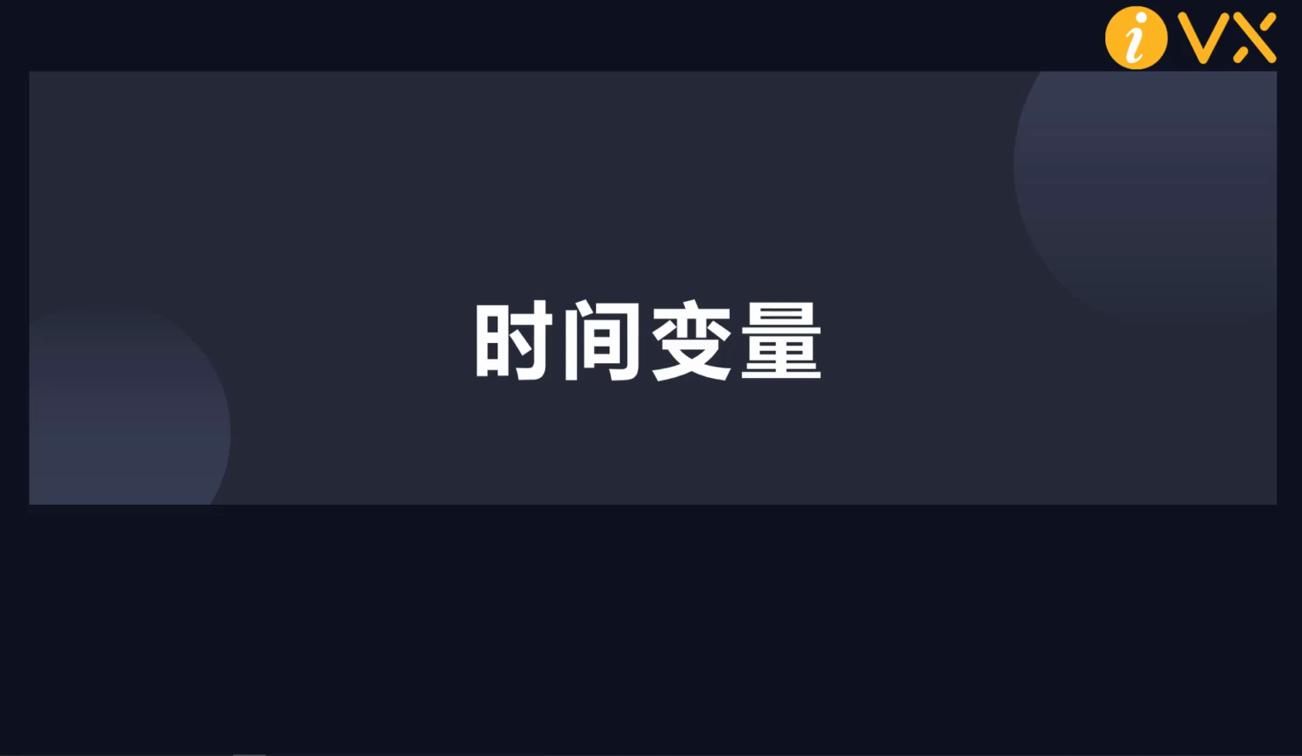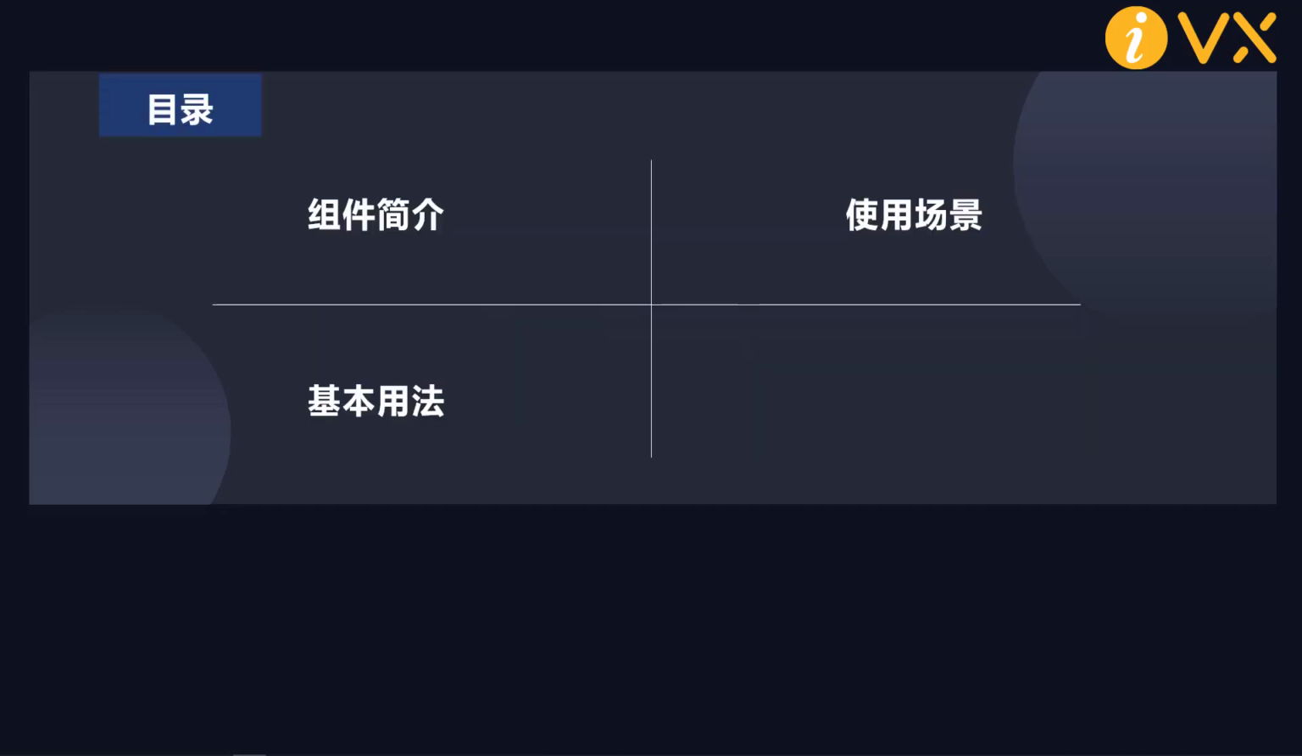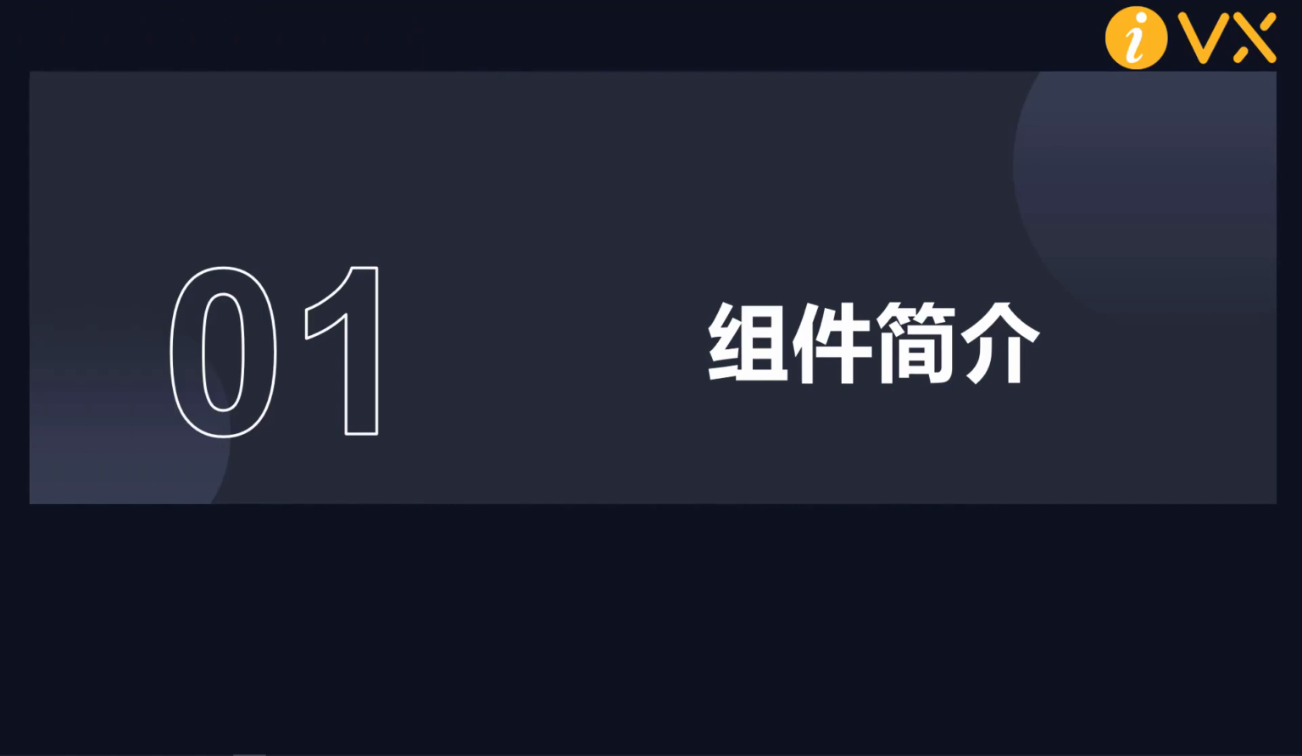In this section, we will learn about time variables. This section mainly includes the following knowledge points. First, we will talk about what time variables are used for. Next, we will talk about the usage scenarios of time variables. Finally, we will introduce some basic usages of time variables with a case.